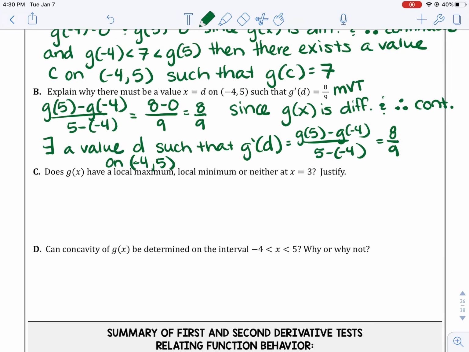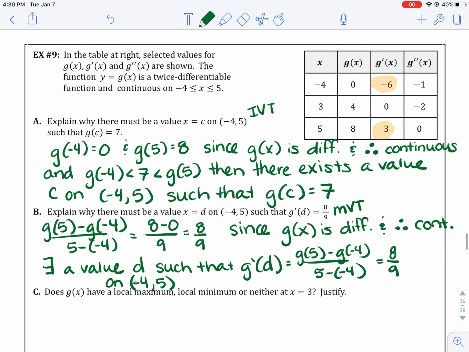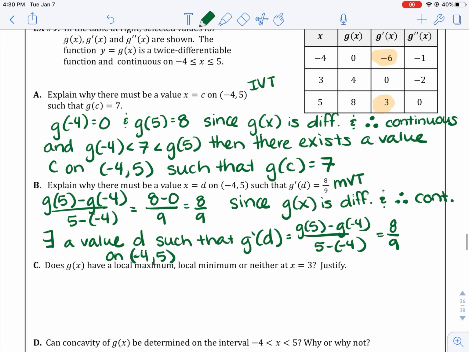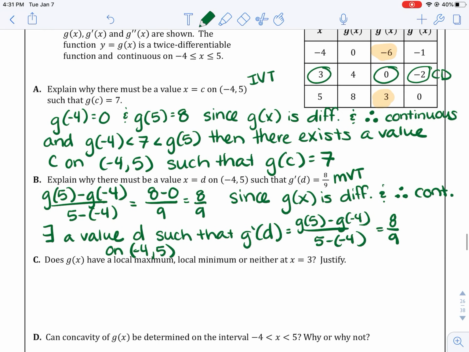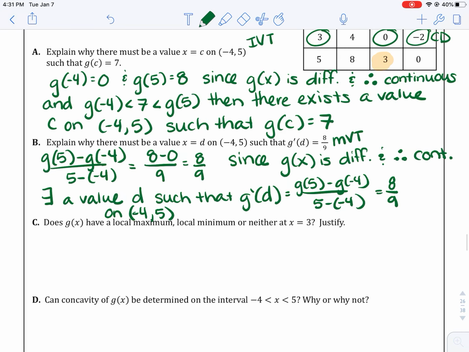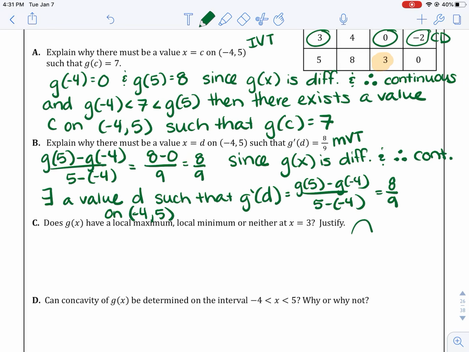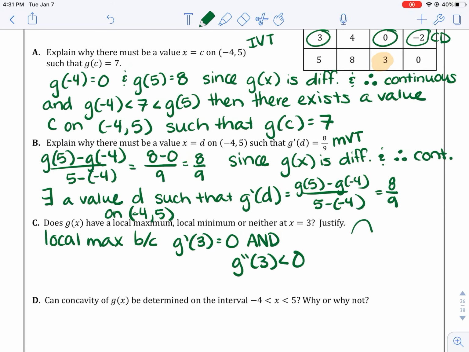So does G of X have a local max, local min, or neither at X equals 3? Okay, so I know at X equals 3, it's a critical value because the derivative equals 0. And then I know that the second derivative is negative, so it's concave down at that point. Okay. So we know that, okay, if something's concave down, it's going to create a maximum. So we could say local max because G prime of 3 is equal to 0 and G double prime of 3 is less than 0.